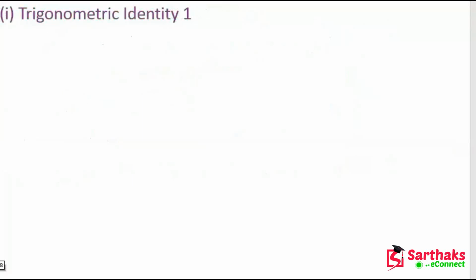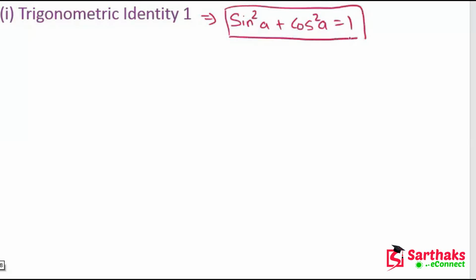Let's suppose, first trigonometric identity. Okay, so what is the identity? The identity is sin square A plus cos square A is equal to 1. We are taking theta as A. So now we have to prove this relation. Okay, how can we prove that?